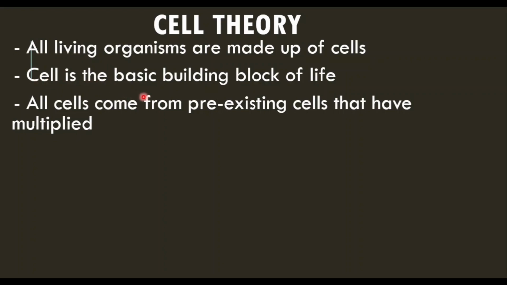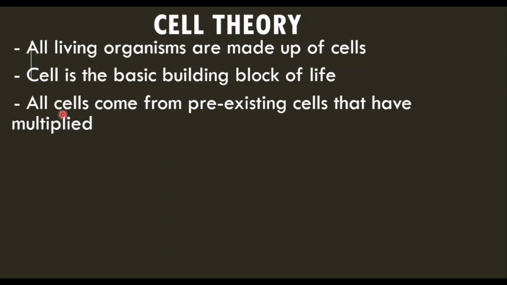Cell is the simplest unit of life, because when cells come together, they form tissue, tissue forms organs, organs form systems, systems form the organism. So cell is at the beginning, the basic building block, and all cells come from pre-existing cells that have multiplied. So these theories were discovered very long ago, and they are referred to nowadays as the classical cell theory.